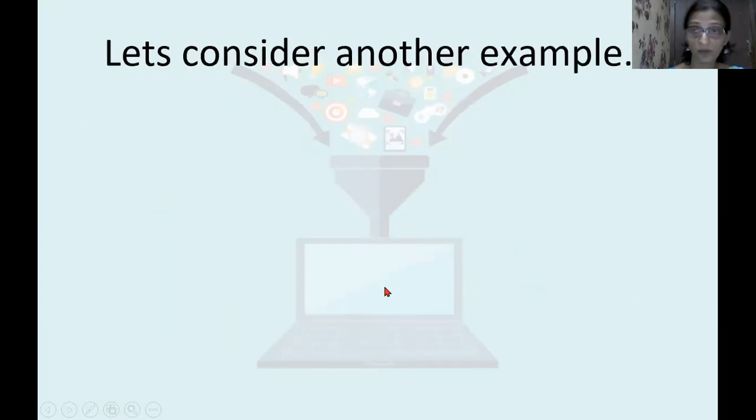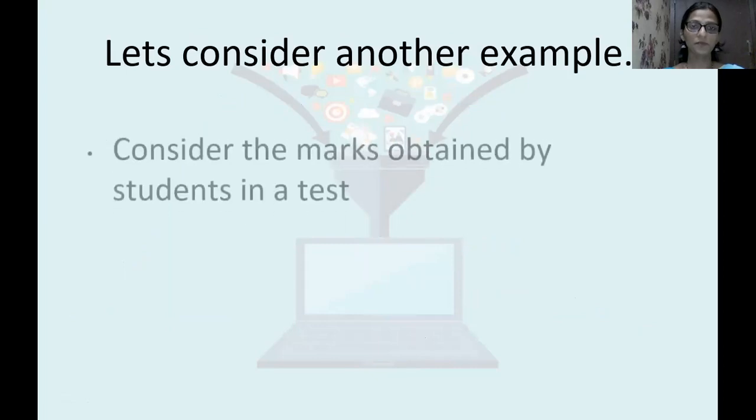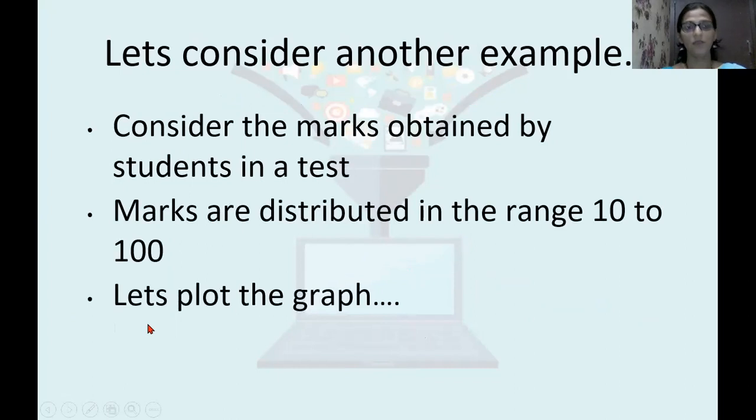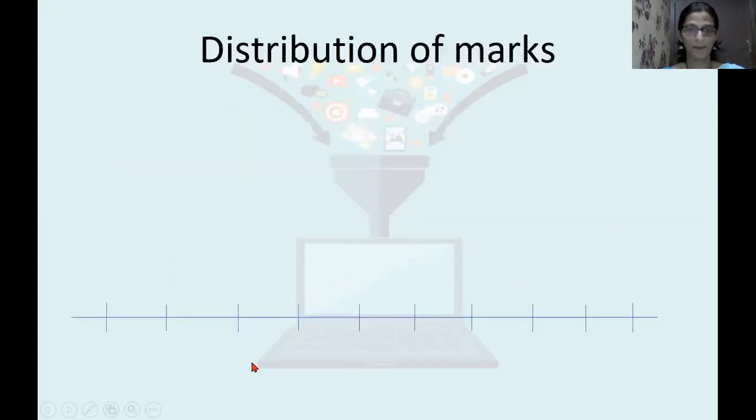Now let us consider one more example. Let us consider the marks obtained by students in a test. Marks may vary between 0 to 100. Let us plot the graph. How might the graph look for this? Let us see.